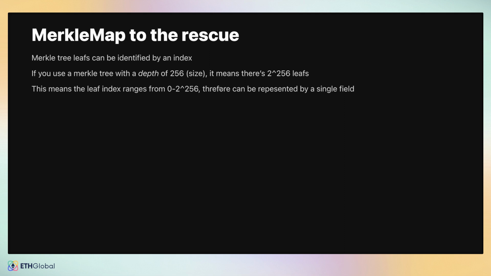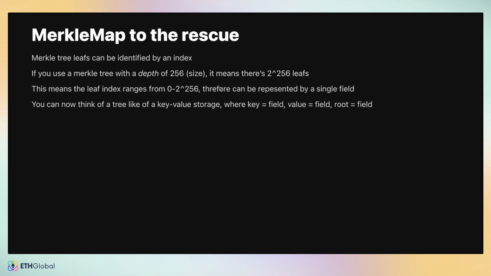So thanks to the depth of the tree, the size of the index, or the amount of the leaves, will be from 0 to 2 to the power of 256. And this means that the index can be represented by a field, because a field has pretty much the same range of values in binary.